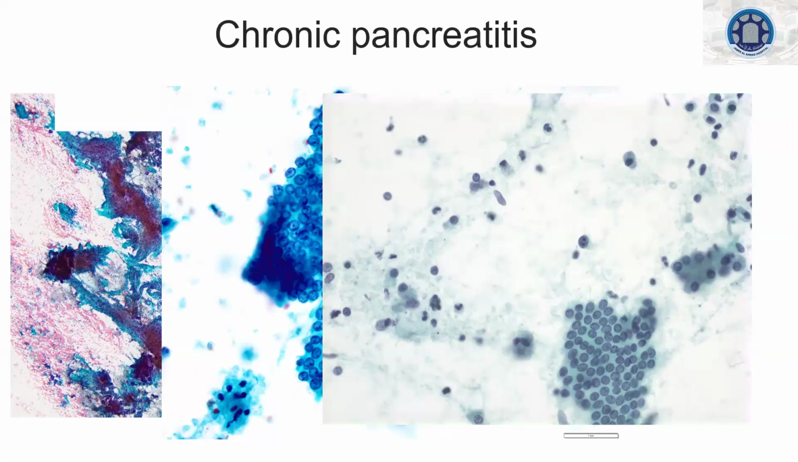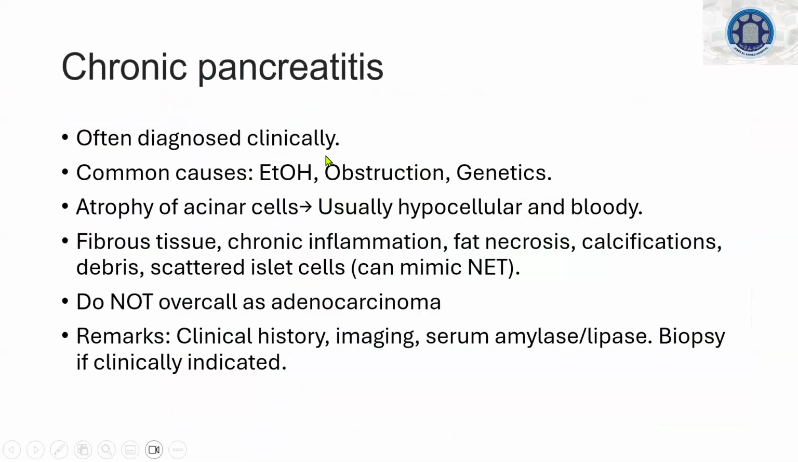Okay, so this is a case of chronic pancreatitis. So that's the importance of clinical history. You are having these acini and little of these reactive changes. So it's often diagnosed clinically. You have an etiology of alcohol, obstruction and genetic factors, and there is atrophy of acinar cells. Please do not overcall as adenocarcinoma in this case. That's why I said history, imaging, and serum amylase and lipase levels are very, very important in these cases.